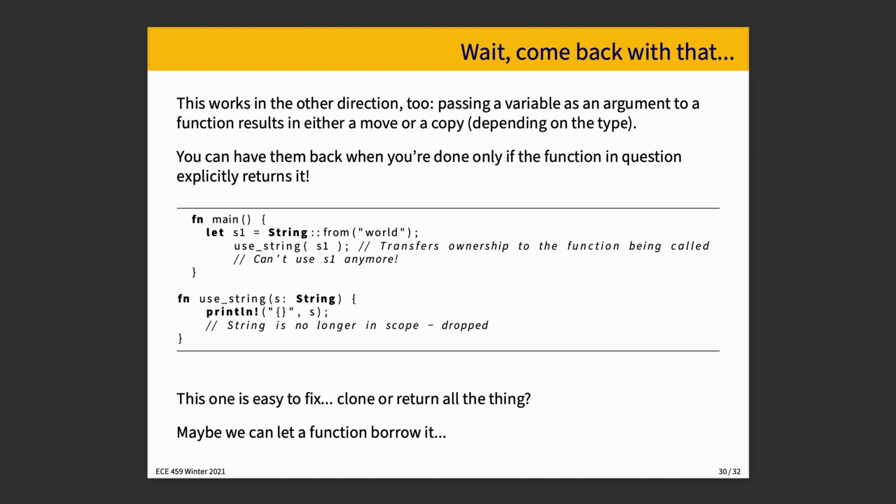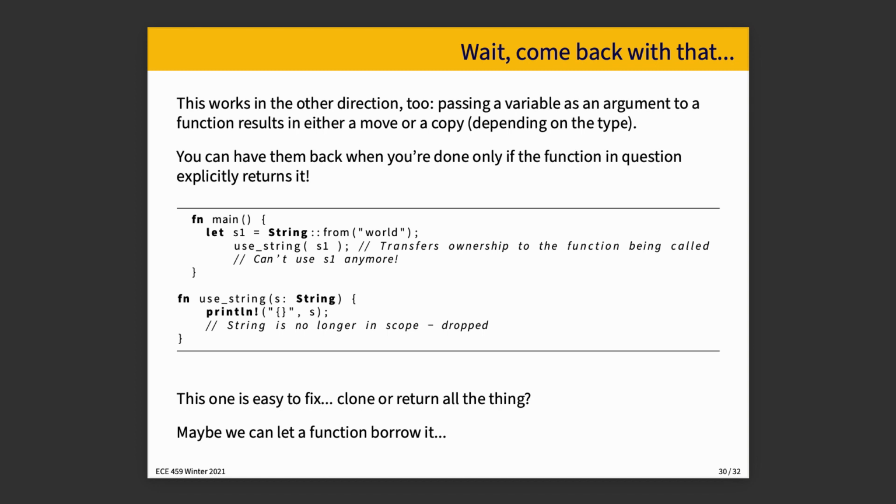So in the code example here, main creates a string world and then calls the function use string that transfers ownership to the function being called, and then after that you can't use it anymore because use string prints it out and then has no more use for the string, so it drops it. That's fine if you really didn't need that string anymore, but maybe you wanted it back.